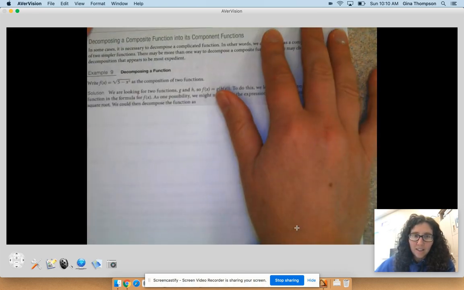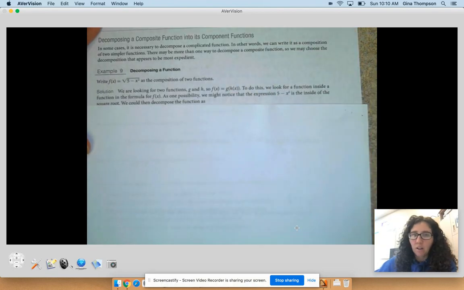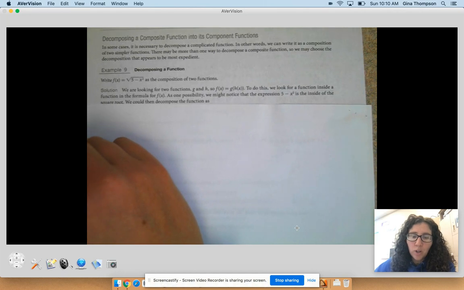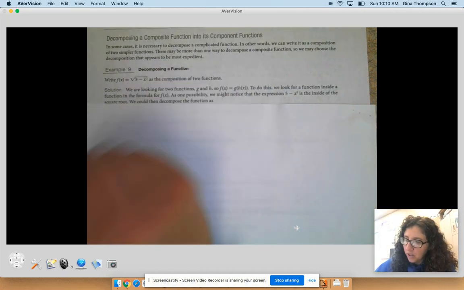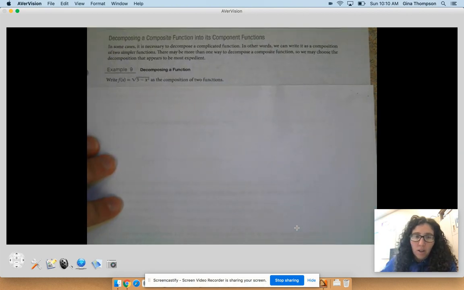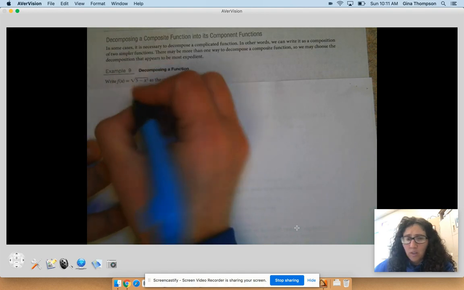Okay, the last thing we need to talk about just briefly in this section is decomposing a composite function into its component functions. So what if we want to go the other direction? If we have a function f of x equals the square root of 5 minus x squared, and we want to write that as the composition of two functions, maybe let's call them g and h, right? They already used f of x.